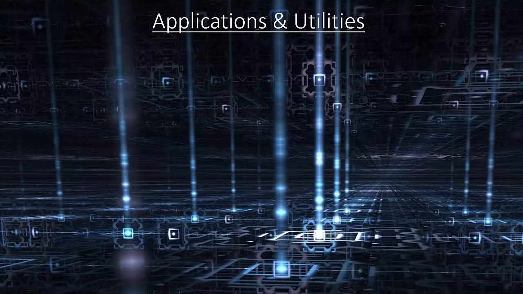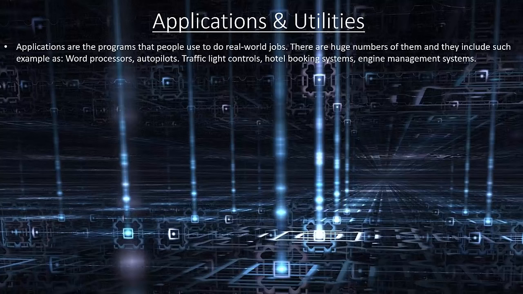Applications and utilities. Applications are the programs that people use to do real-world jobs. There are huge numbers of them, and they include such examples as word processors, autopilots, traffic light controls, hotel booking systems, and engine management systems.